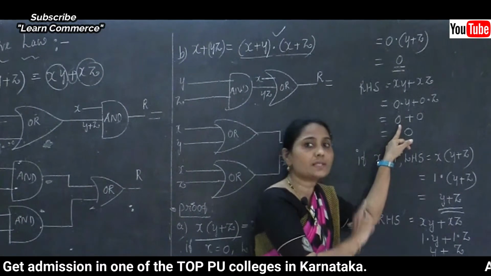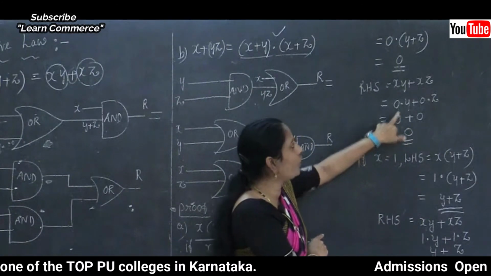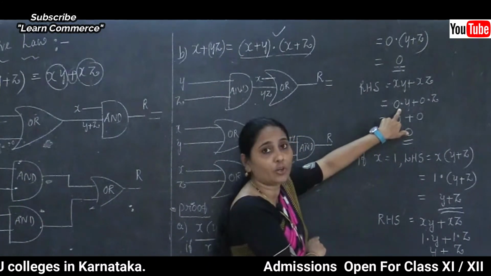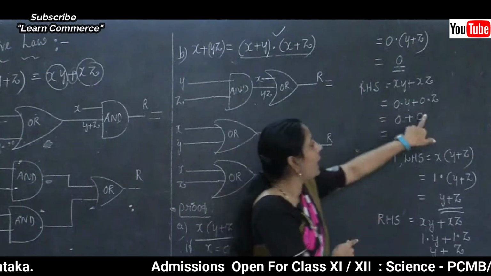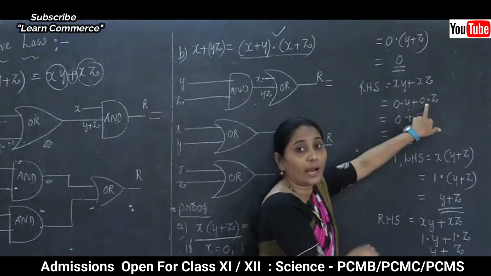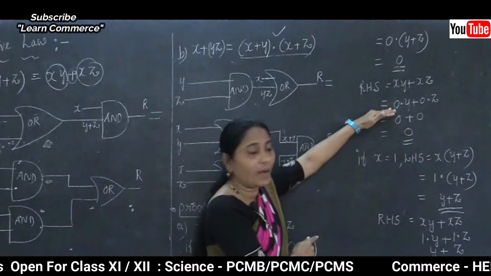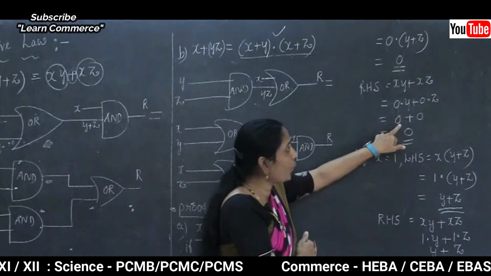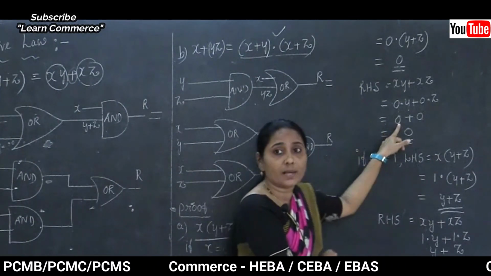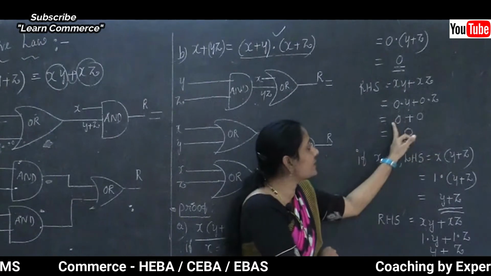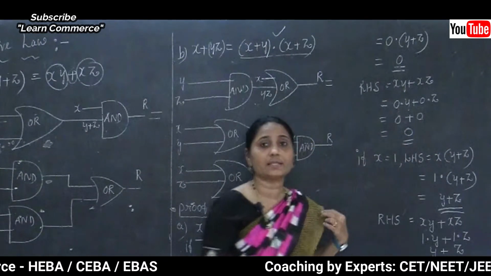So 0 plus 0, why? Because this 0 we got just after the multiplication of 0 and y, and this other 0 is from 0 and z here. So on both sides we got 0 plus 0. So when you are using 0 plus 0, the result is always 0.